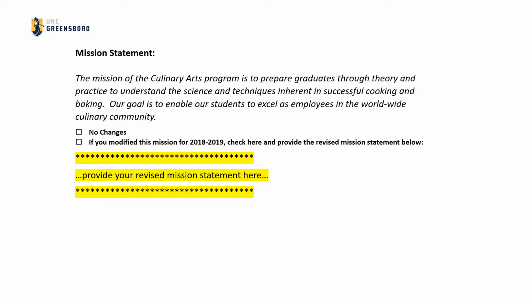Your program's mission statement is the first item that may need attention. If the mission statement will remain in place as is, simply check the box next to No Changes. If the mission of the program has changed, check the box next to "If you modified this mission" and enter the revised mission in the editable text area.